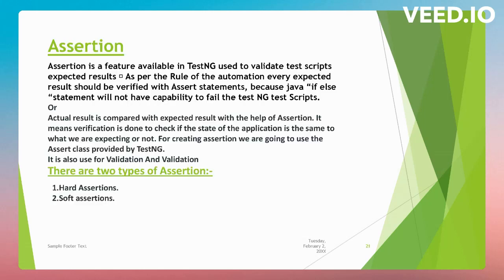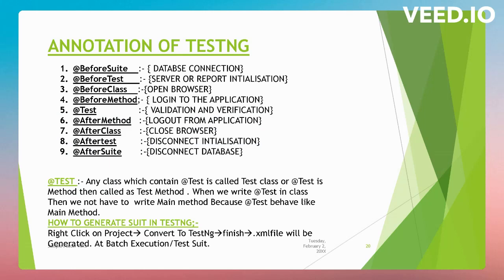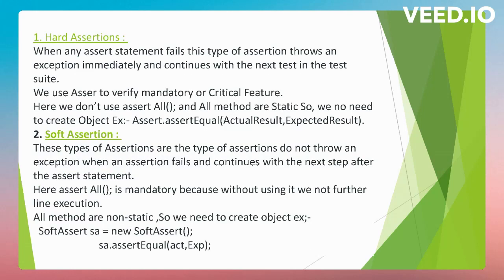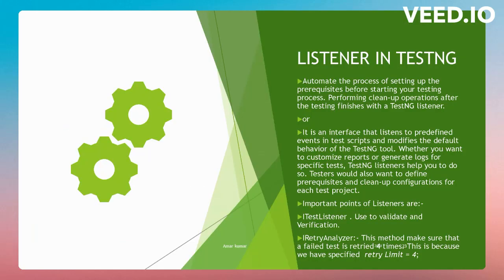And assertions: basically we have assertions as a feature in our TestNG. So, hard assertions and soft assertions. We provide validations in the scripts. With a hard assertion, when the assertion fails the script stops, and with a soft assertion, the next steps after the assertion statement still run. These are the hard and soft assertions. Then listeners in TestNG: we have ITestListener and IRetryAnalyzer to validate and verify. Now the most common Selenium exceptions.